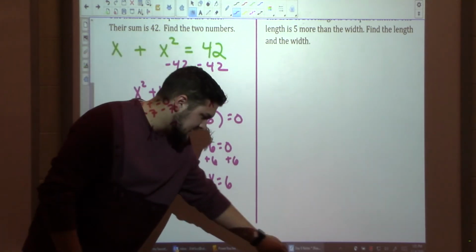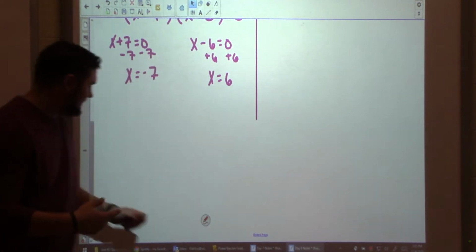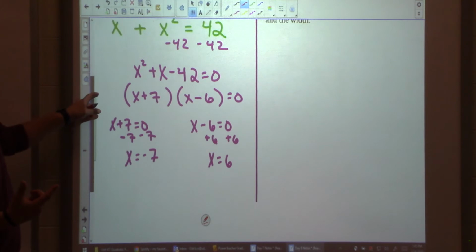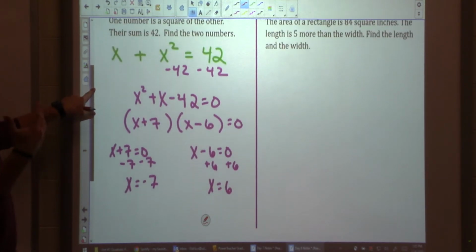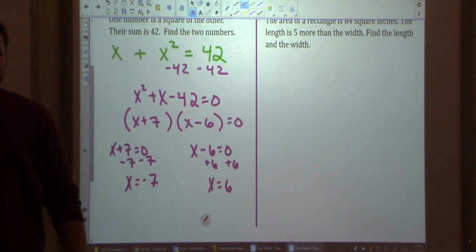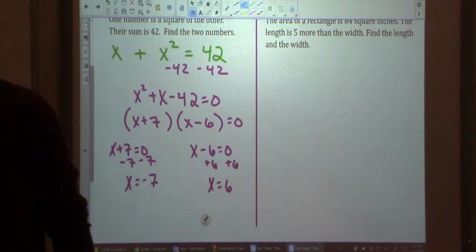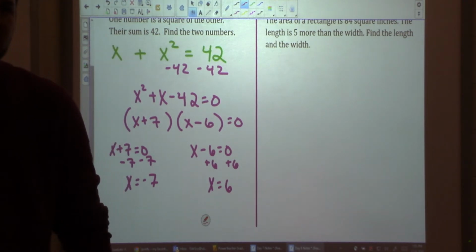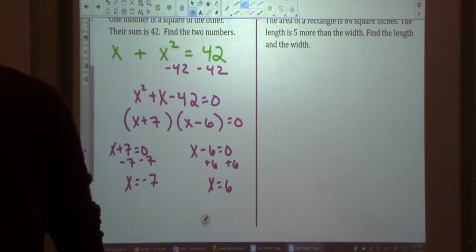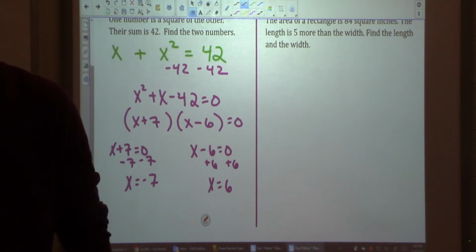Well, hold on a second. It told me that one should be like a normal number, and the other one should be a square of it. Are 6 and negative 7, is one of those a square of the other one? No. So what's going on here? You're wrong. I'm not wrong. That's only what x is. There's going to be two sets of numbers that actually work out for this problem.